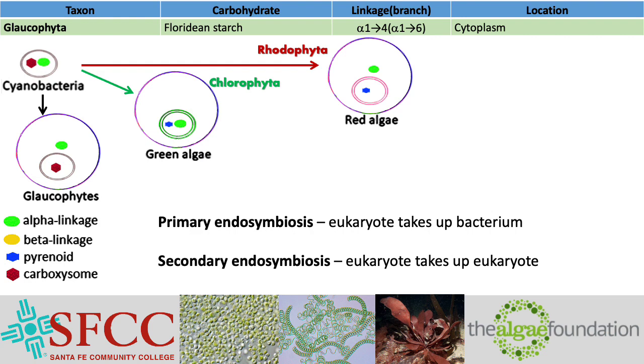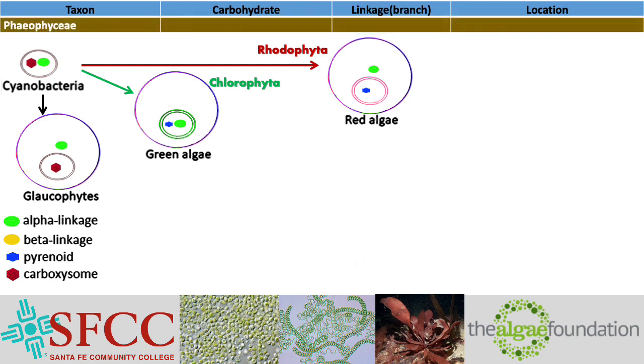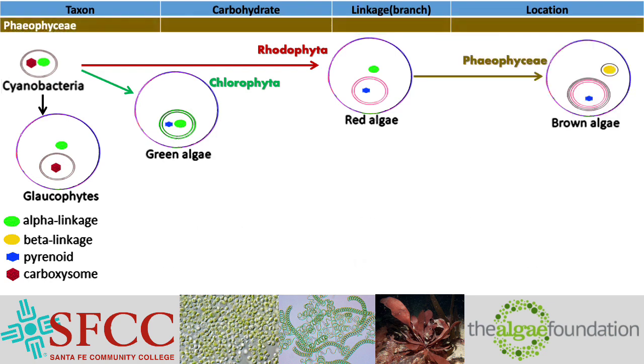Secondary endosymbiosis occurred when another eukaryote took in a eukaryote that had an organelle derived from primary endosymbiosis and kept the organelle. Brown algae obtain their chloroplast by endosymbiosis of a red algae. The carbohydrate used for energy storage is called laminarin and is a beta-1,3 linked carbohydrate and branches at beta-1,6 linkages. Laminarin is stored in a membrane enclosed vacuole in the cytoplasm.